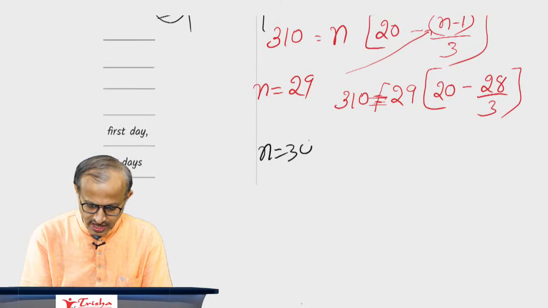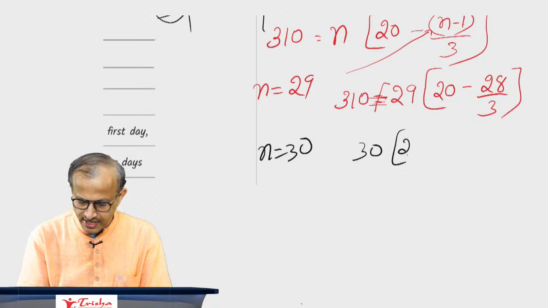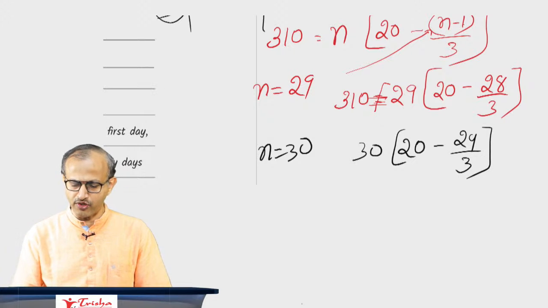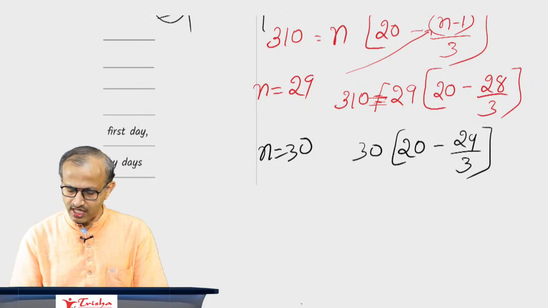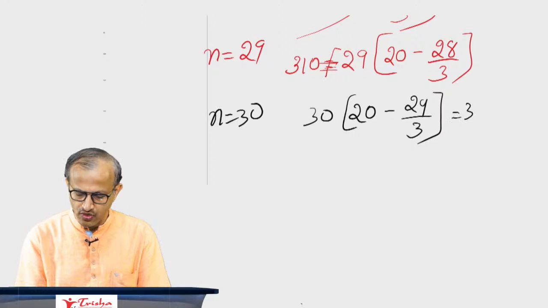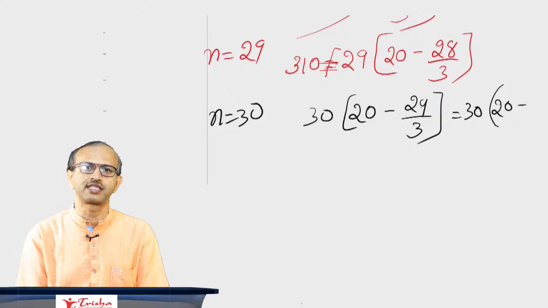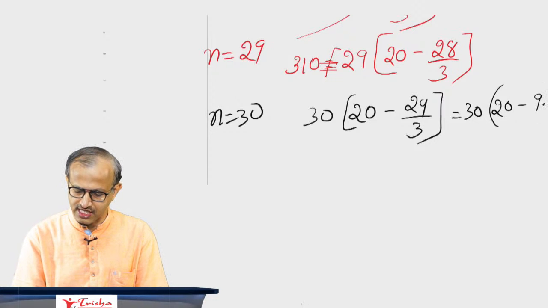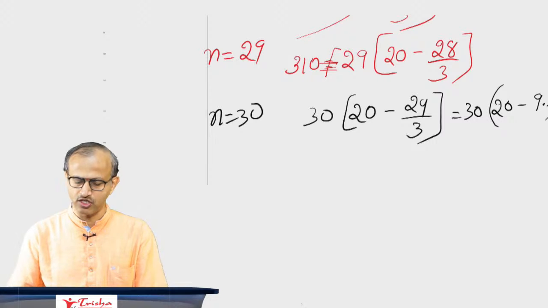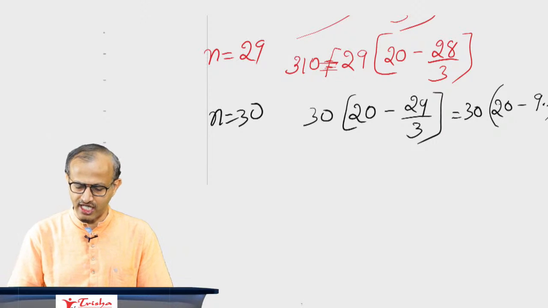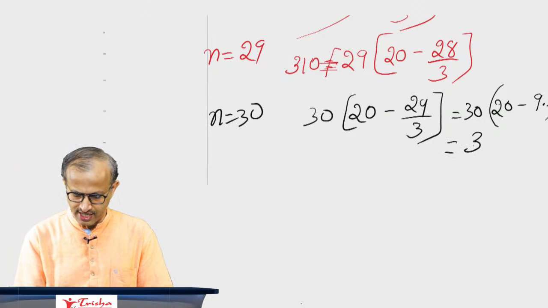N is equal to 30. So n value 30. 20 minus 30 minus 1, 29 by 3. Calculator. All of you use calculator. 30 into 20 minus 3 9s are 27, so 9.6666. All of you use calculator and tell me, will you get 310.000? Almost you get. So you will get 310.